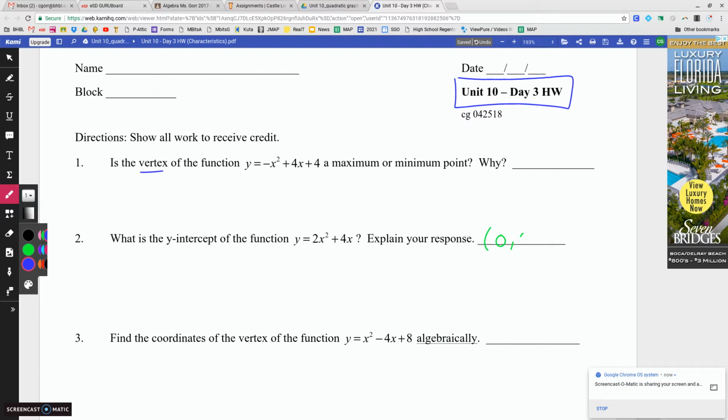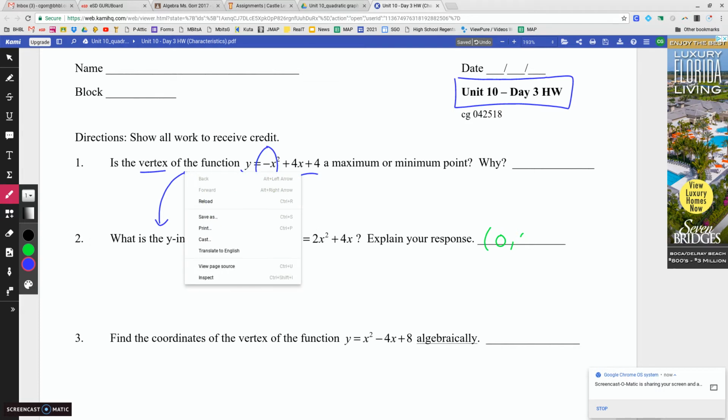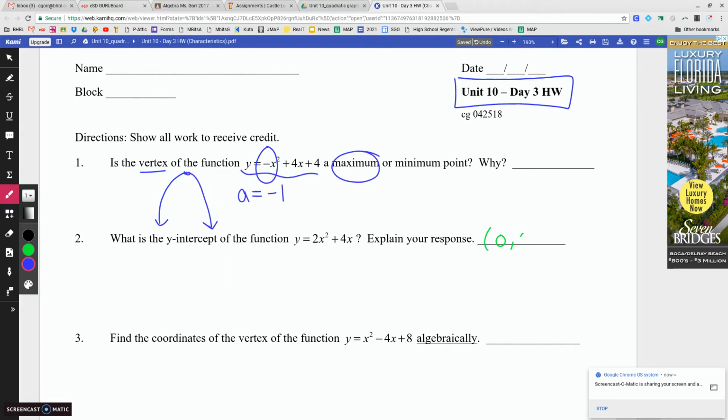So the first question wants to know about the vertex of a function. When I'm looking at the vertex of a function and I want to know, does the function open up or open down? What I'm going to be looking at is this right here. I want to know the a value, which is -1. If the a value is -1, that tells me my parabola opens down and my vertex will be at the very top, making it a maximum point. So my reason is that since the equation is in standard form, the a value is less than 0, which tells me that this parabola opens down.